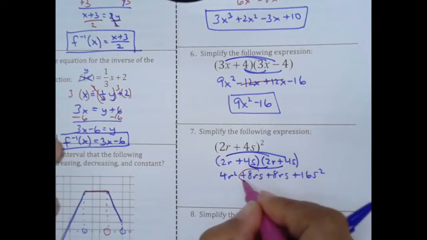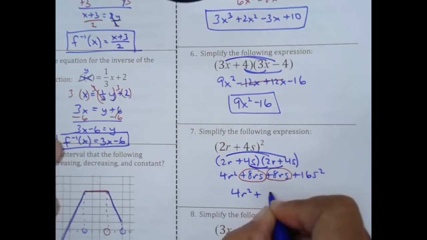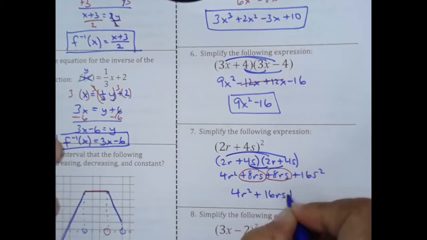These are like terms together. They both have the same exact variable, so we're going to add that together. So that adds up to 16rs.